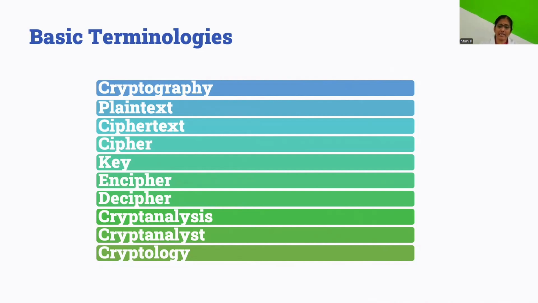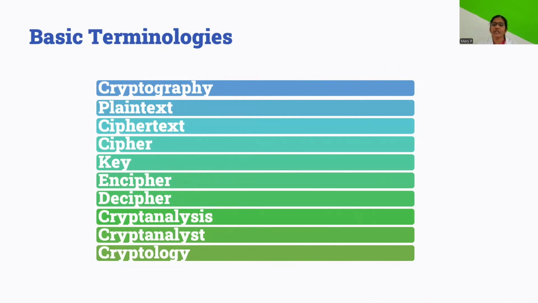Next one is cryptanalysis. Cryptanalysis is a study of principles and methods of transforming an unintelligible message back to its original message. The main thing is that it is done without knowing the key. Without the knowledge of the key, they have to try to break the code. That kind of study is called cryptanalysis.